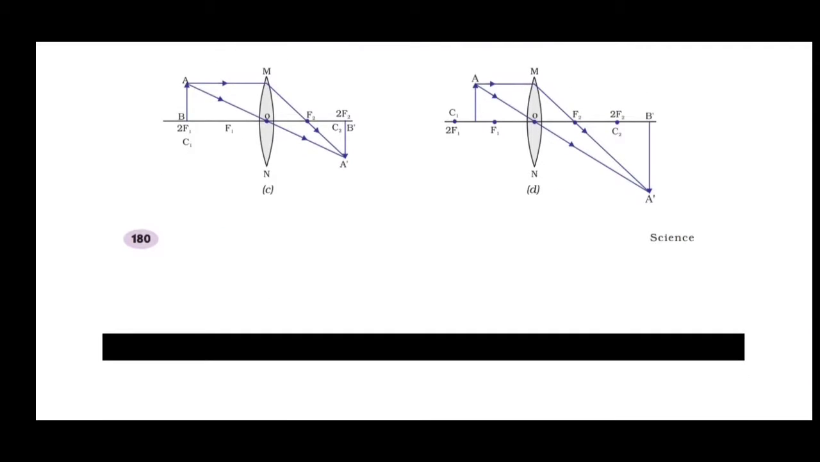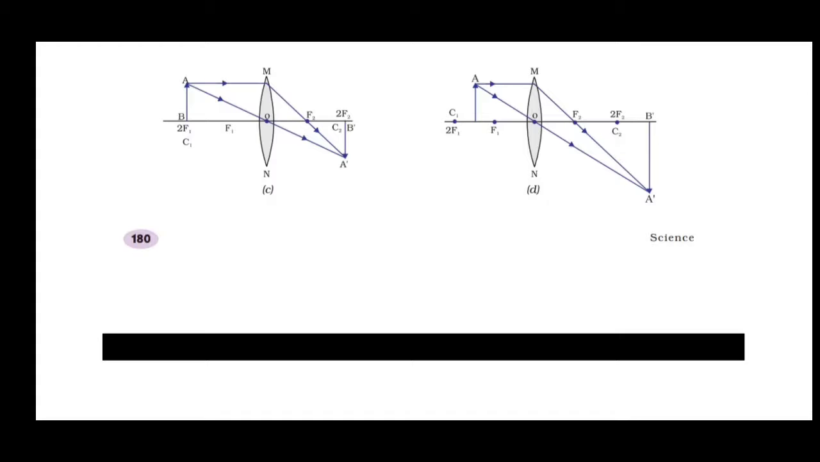Third condition was when the object is at 2f1. When the object is at 2f1, the first ray of light again will pass through f2. The second ray of light again passes through the optical center and will not deviate. So where both of them meet, it will be at 2f2. When the object is at 2f1, the image formed is at 2f2. So it will be the same size as the object. Again, it will be real and inverted.